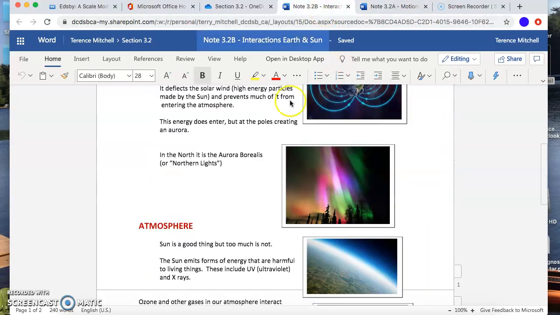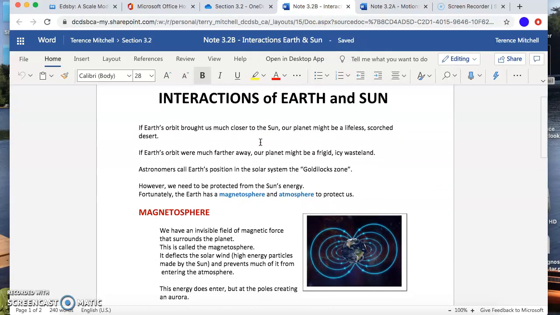Now on to note 3.2b, interactions of the Earth and the Sun. So if the Earth's orbit brought us much closer to the sun, our planet might be a lifeless, scorched desert. And if we're any further away, we'd be frigid and icy. We on Earth are in a sweet spot. Any closer to the sun, we would be scorched and burnt, too hot. Any further away, we would be too cold to grow any food and to live as well. So we are in a sweet spot. We call that the Goldilocks zone.